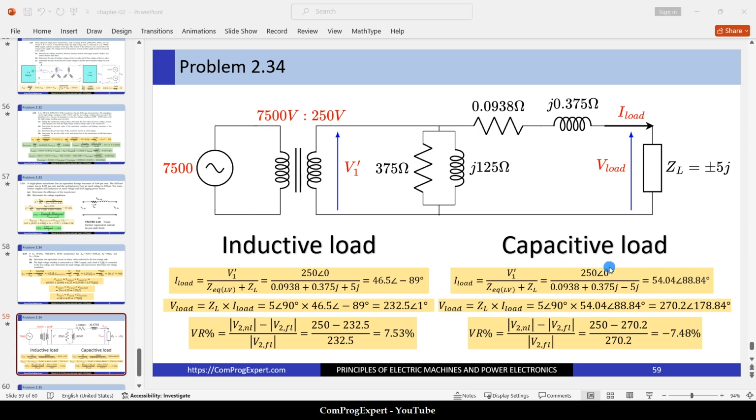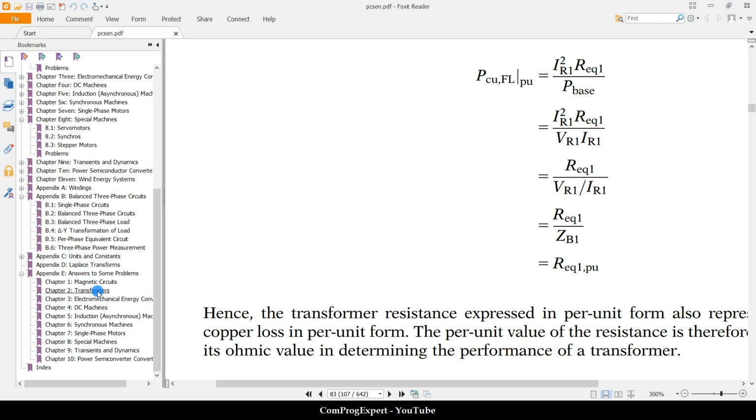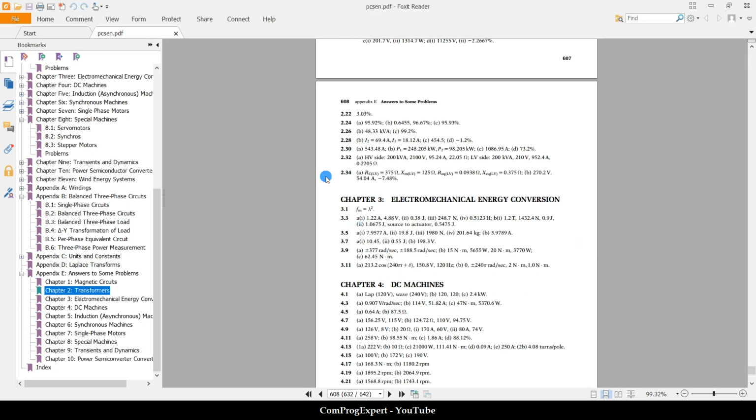We can repeat these calculations considering a capacitive load. For the capacitive load, the value of the load impedance is negative 5j. So if you repeat the calculations, the value of the load current will be equal to 54. The value of the load voltage is 270, and this is the value of the voltage regulation. Let's check the numbers. Here we have the solution of this problem.